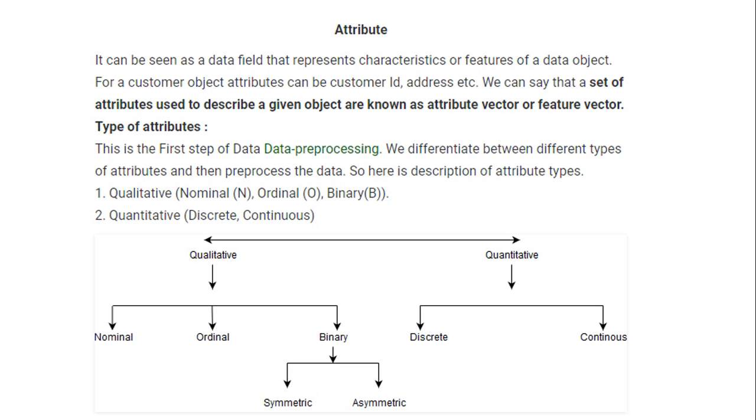So this is the end of our presentation on attributes. Next we are going to discuss the basic statistical description of data and go through measuring central tendency, like the mean. How do you compute the mean? How do you compute the median? How do you compute the mode?